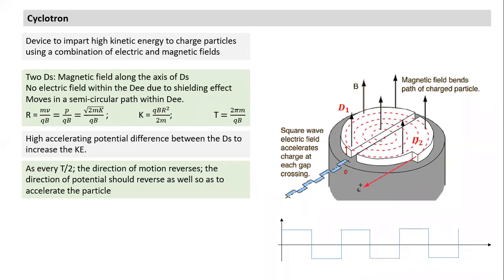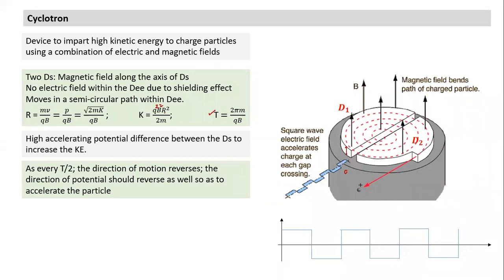Okay. But as it moves, there are two important points we noticed here. As kinetic energy keeps increasing, the radius will keep increasing, but the time period will remain the same. So the advantage is this: since the time period of circular motion is constant, it becomes a little easier to adjust the polarity of the voltage.